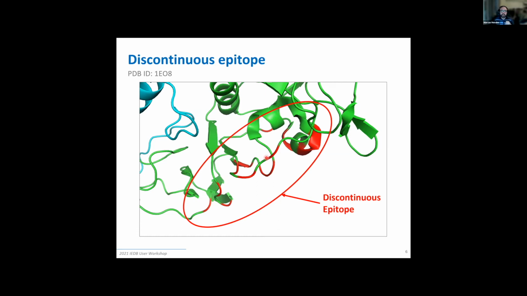So for example, here, imagine yourself. Here you have an amino acid that is immunogenic, so it interacts with the antibody and triggers a response. And here, for example, we also have an amino acid that's also immunogenic. But they are so far away from each other that the same antibody cannot recognize both of them at the same time. So they would probably be different epitopes, because the same antibody cannot interact with both of them at the same time.